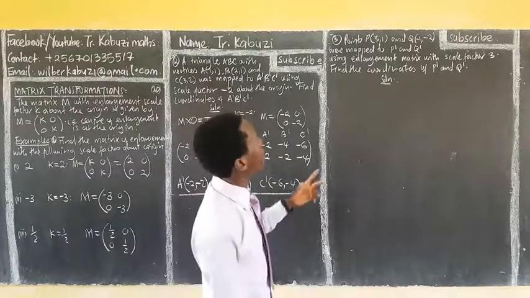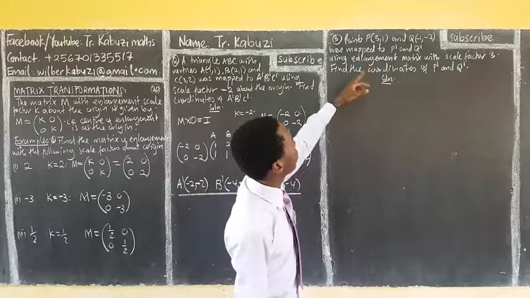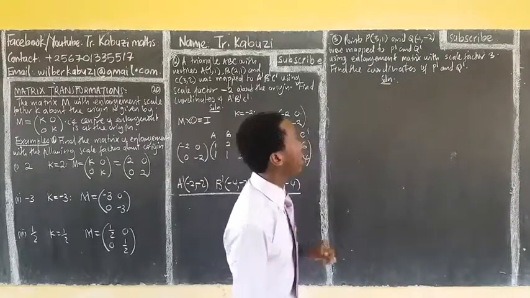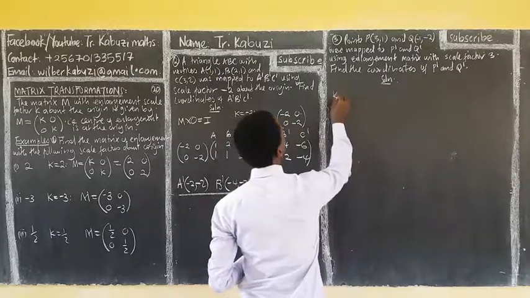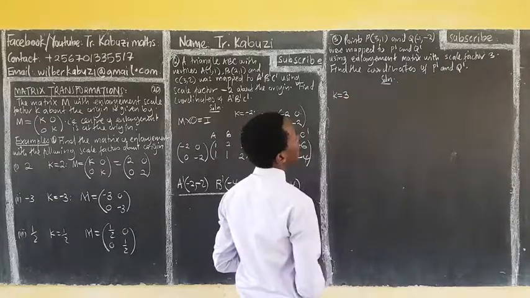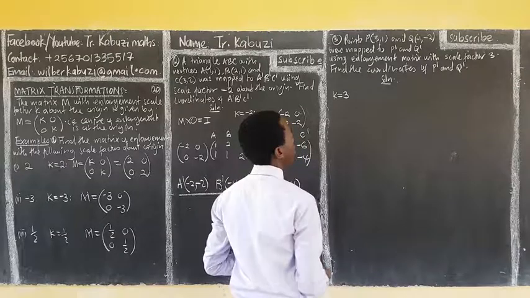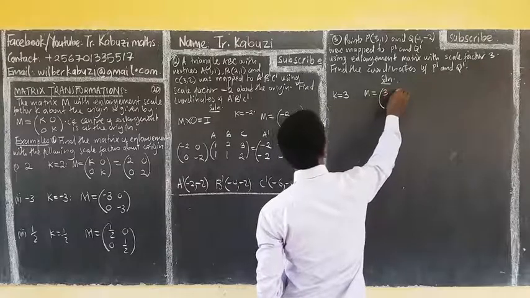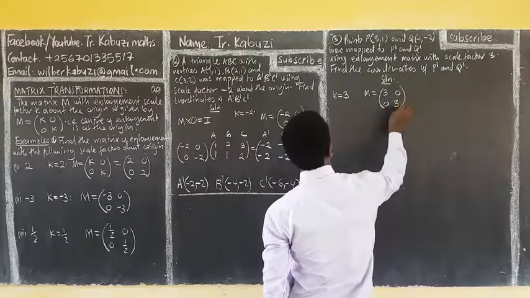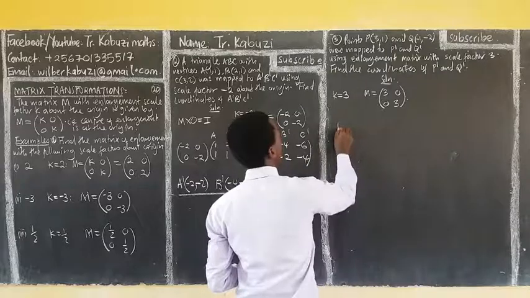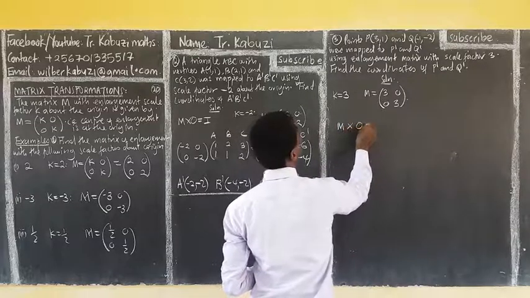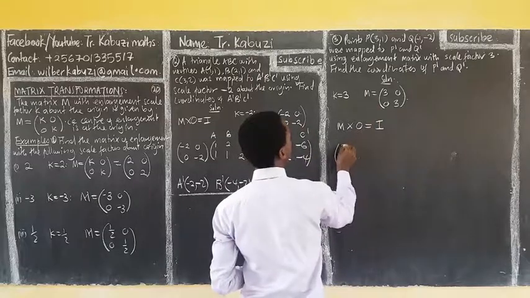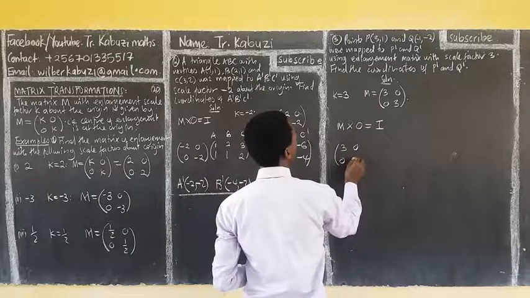When I come to this, the same idea. Points P, Q were mapped to P prime and Q prime using an enlargement matrix with scale factor 3. So there I said K is 3 because it's the scale factor. Find the coordinates of P and Q. So that means my matrix of enlargement is going to be 3, 0, 0, 3. I know that the matrix of transformation times its object is going to be the image. So now my matrix is 3, 0, 0, 3.